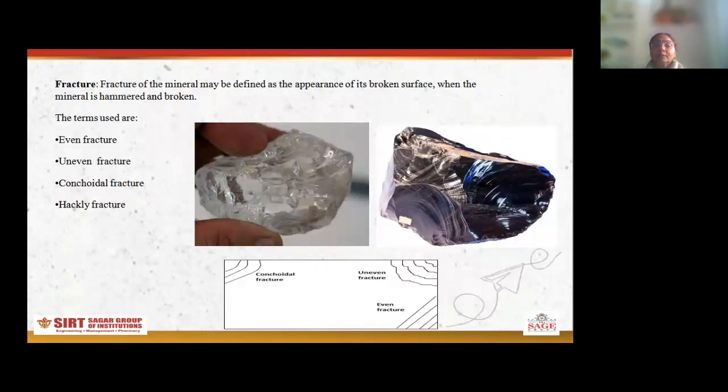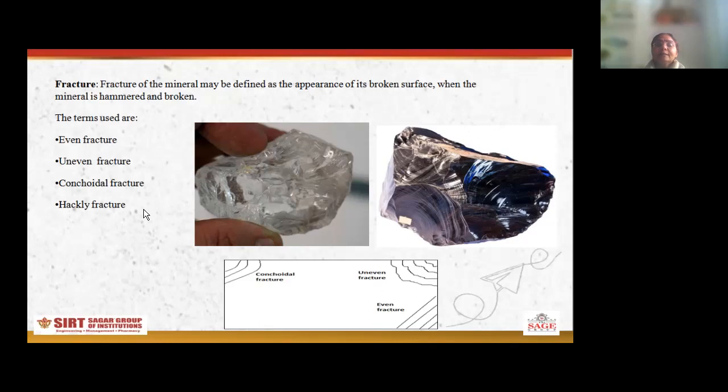Now we will discuss fracture. What exactly is fracture? Fracture of a mineral may be defined as the appearance of its broken surface. When a mineral is hammered and broken, the form into which it splits is known as fracture, or the feel of a broken surface is also known as fracture.